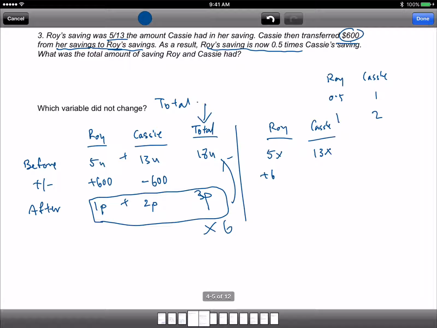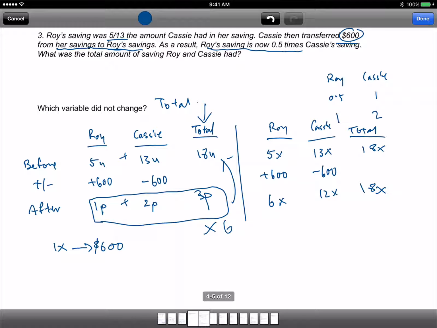Here is still plus 600, take away 600, and the bottom multiply by 6, so I get 6x. This becomes 12x. Right, so now I have the same total. So total is 18x, and here's 18x. Now once I have 18, I can compare. Immediately I know that 1x represents $600.